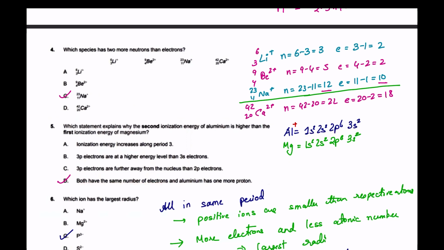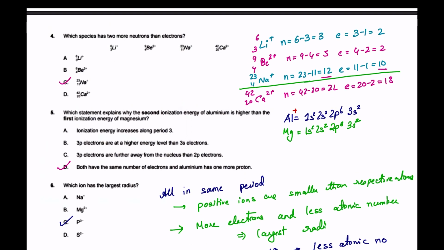But what happens is in aluminium, there is one extra proton because the atomic number of aluminium is one greater than that of magnesium. So the number of electrons is the same, but the nuclear force of aluminium would be greater. As a result, the ionization energy would be more in the case of aluminium, because as the nuclear force is higher, you would have to apply some extra force to remove the electron from the orbit of aluminium. That's it for question 5. So option D is the correct answer to this question. Both have the same number of electrons and aluminium has one more proton.